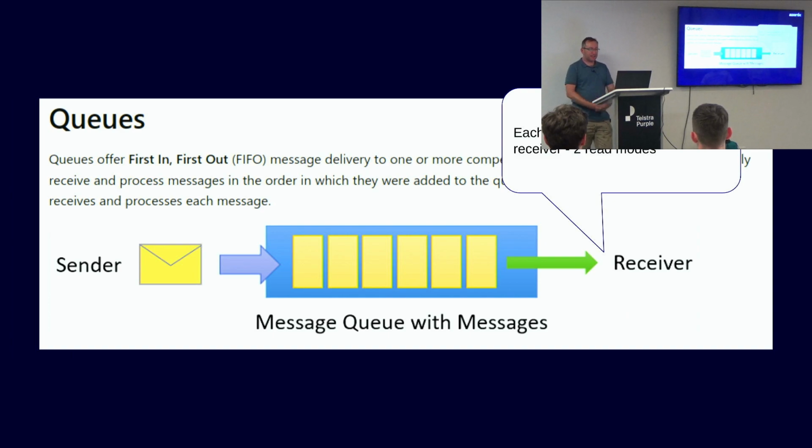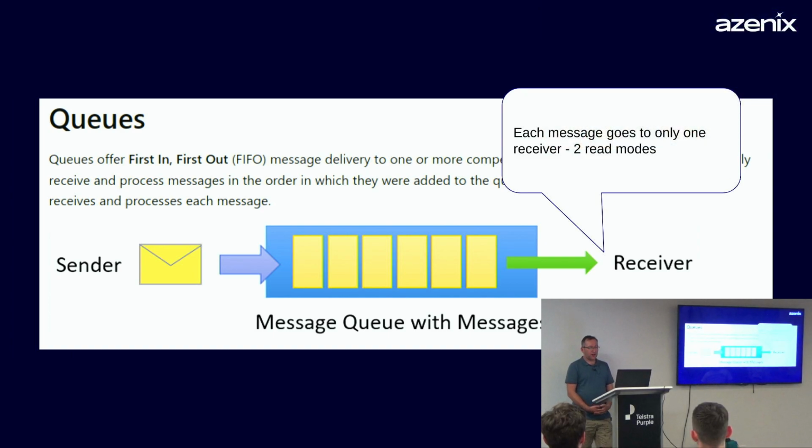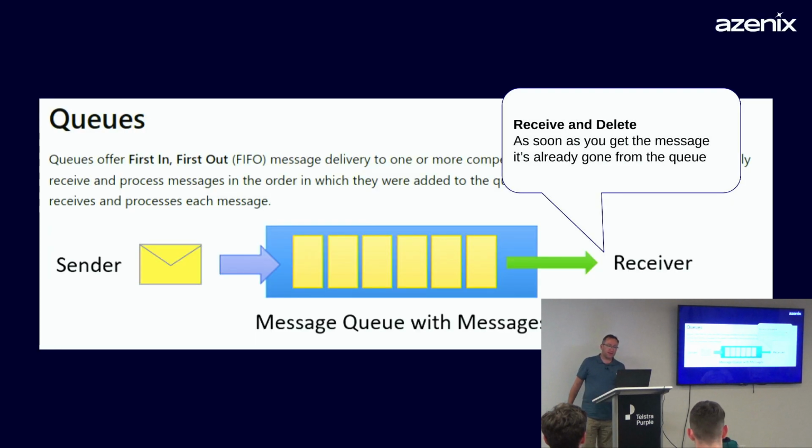So as I've said, each message goes to only one receiver. And when you finish receiving that message, you take it off the queue. So you can't come along and inspect the history here. Once it's taken out, it's gone. But there's two read modes here. So the first mode is receive and delete. So that means as soon as you get the message, it's already gone from the queue. So not really reliable for anything where the content of that message is important. You want to make sure you've done some work with that message before you receive it.